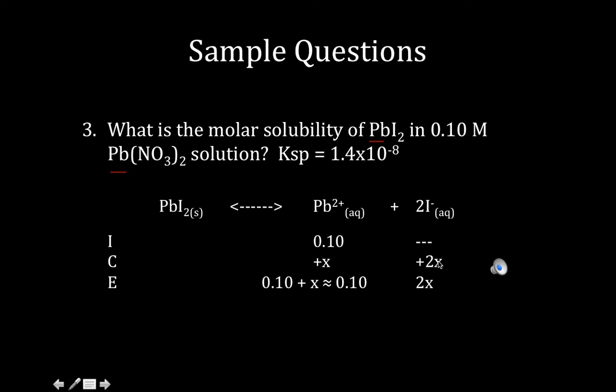But this time we have a 2x, because we have a 2. Every time this dissolves, it makes twice as much iodide. So that's the real trick in this question. Now we're going to take this 2x and this 0.10, and we're going to plug them into the Ksp expression.